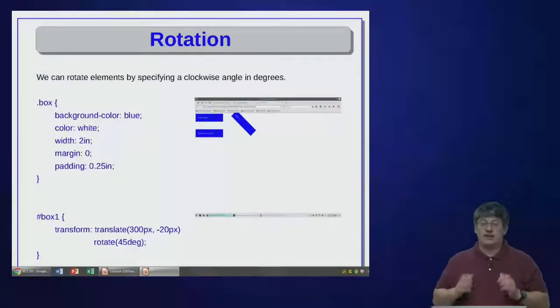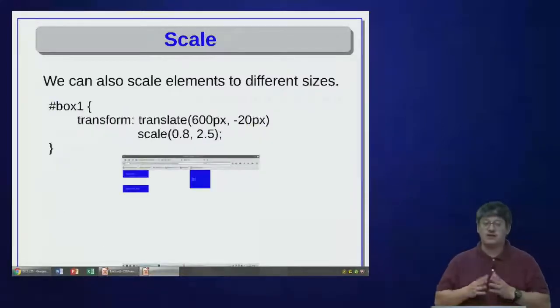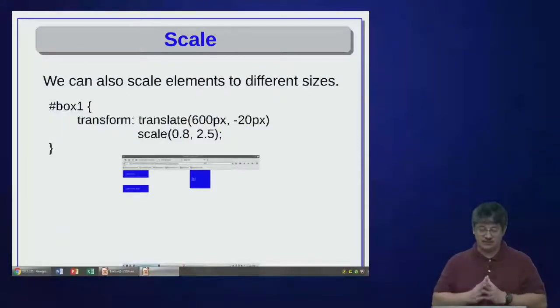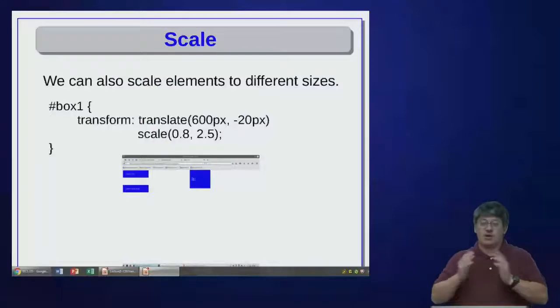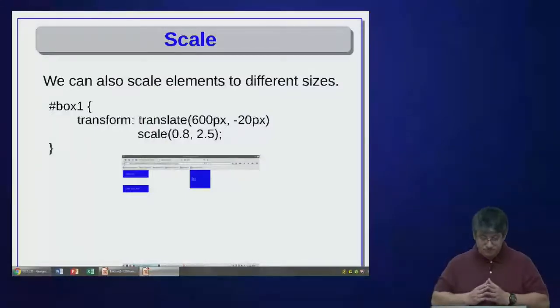So I've showed you how we can move things around with translate. We can rotate them. Another thing that we can do is called scale. Scale means to resize an element. So we can scale an element, in this case, in both the horizontal dimension and the vertical dimension, the x and the y planes. So, axes.